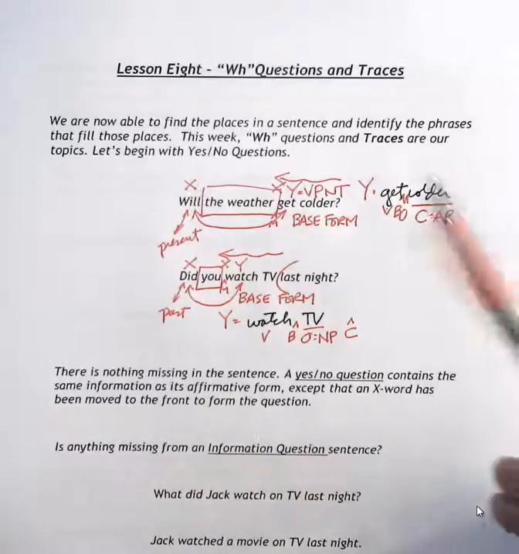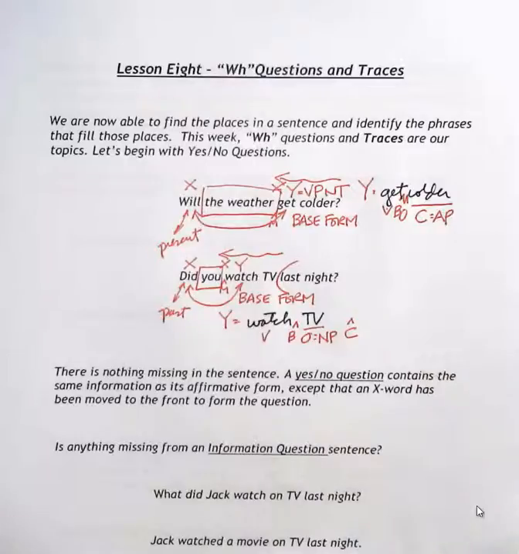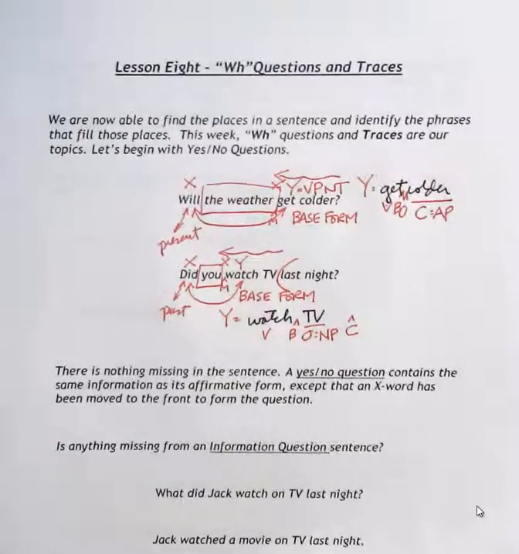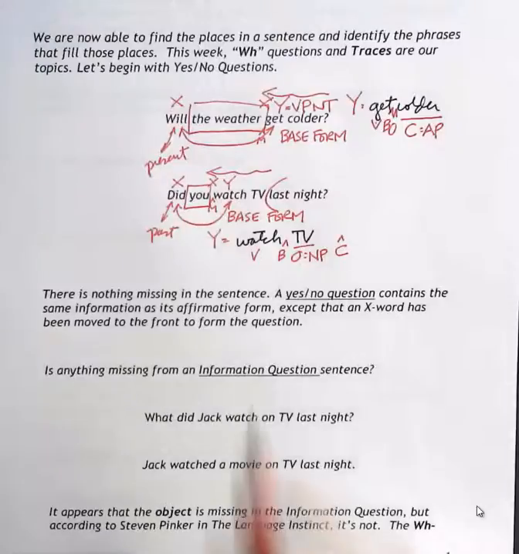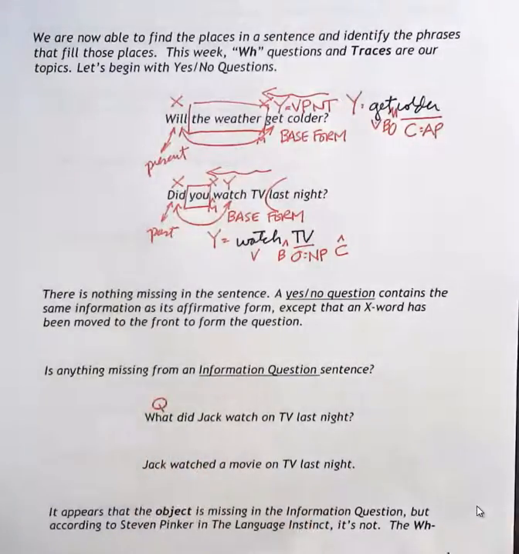There's actually nothing missing in these sentences. Everything the verb needs is there. A yes/no question contains the same information as its affirmative form, except that an X word has been moved to the front to form the question. Now let's take a look. Is anything missing from an information question? So we can indicate what is in a place at the very beginning in front of the X word.